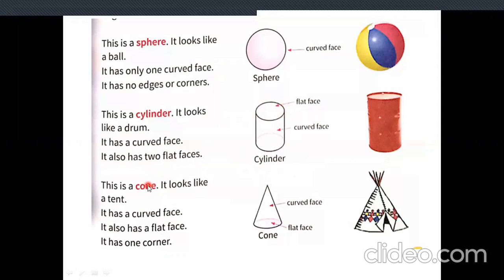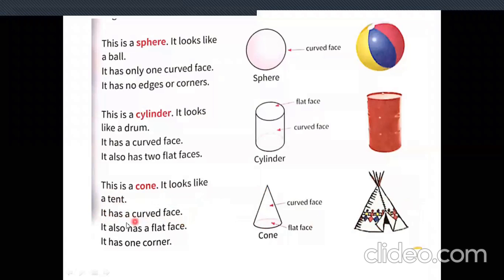Okay, next. This is a cone. It looks like a tent. See here, you can see a tent, which many people will use when they go on outings. They will put up a tent for a stay. While they go trekking, they use these tents. You can see tents in a circus also. Cone looks like a tent.